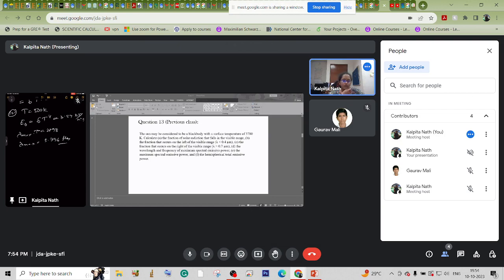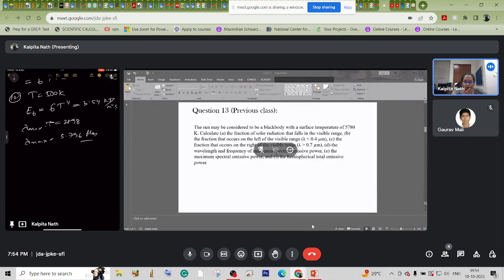Okay, so whoever has joined just now, this question has been provided and 5 minutes was given to solve this. I've already explained how to solve it. Basically, we have previously solved one similar kind of question, where a black body is given and its surface temperature is given as 5780 Kelvin, right? Now we have to calculate the fraction of solar radiation that falls in the visible range, that is the fraction of total solar emission in the visible range, which is between two wavelengths that we already know.